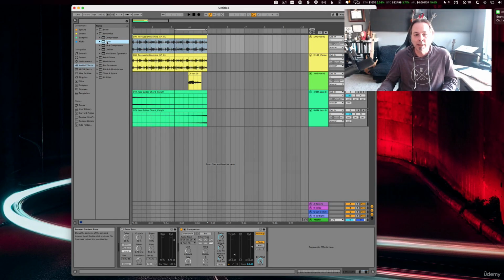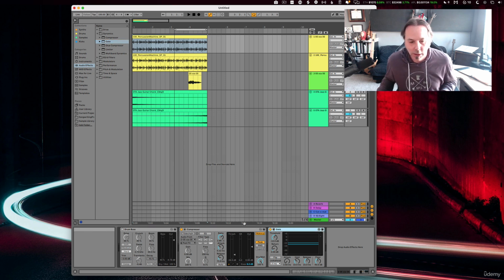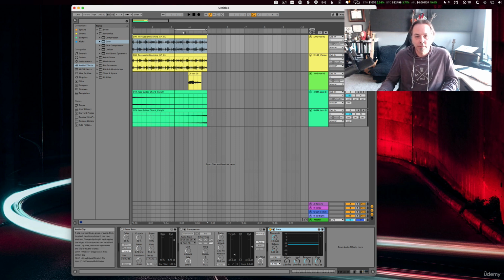Okay, next let's look at gate. Gate kind of looks like a compressor and it acts like a compressor, but it has very different results. So I'm going to turn off this compressor so that we hear the original again.